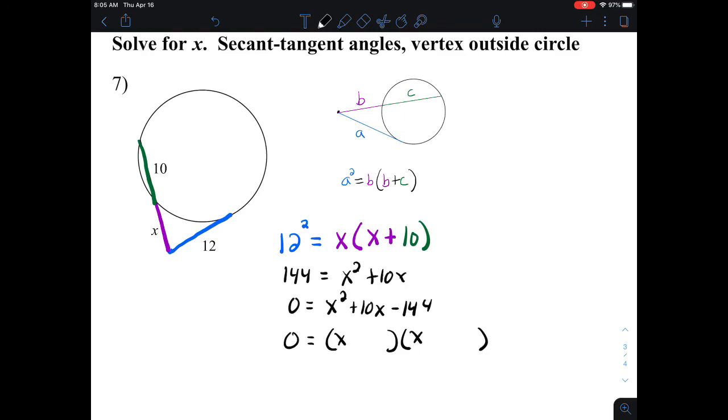All right, so that would make 18 and negative 8, which gives me x could be equal to negative 18, or x could equal positive 8. The only one that makes sense for the length of the line segment is for x to be positive 8.